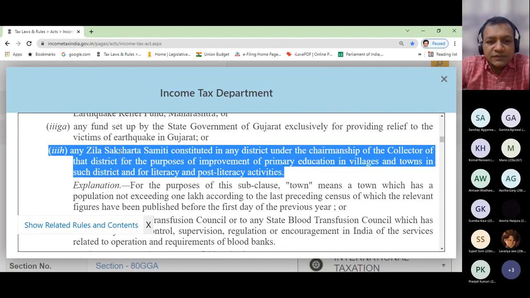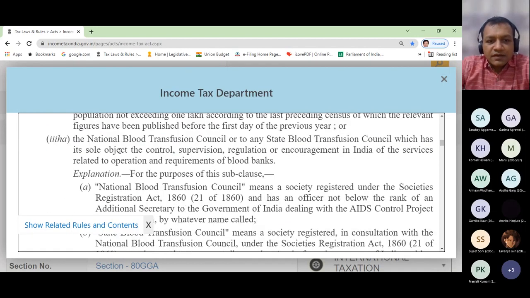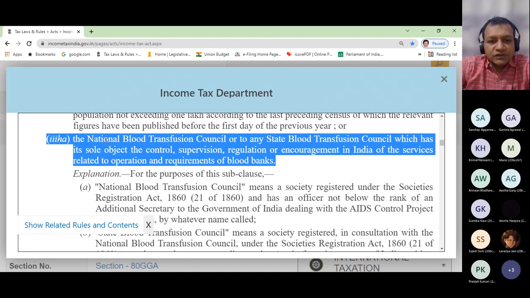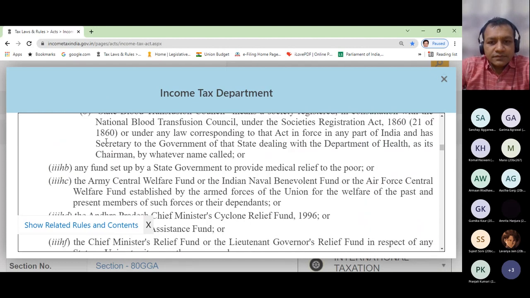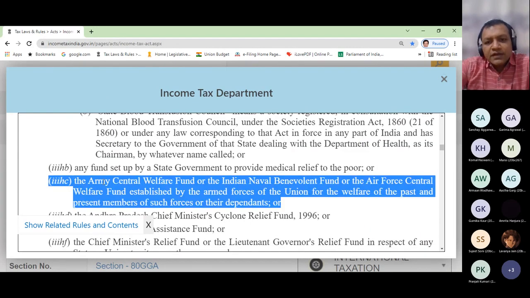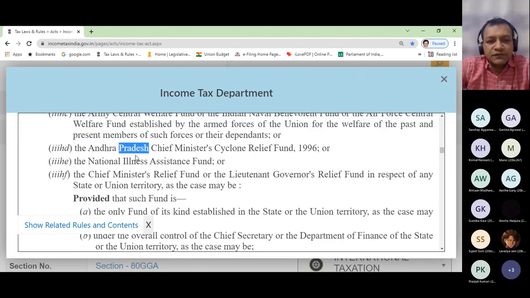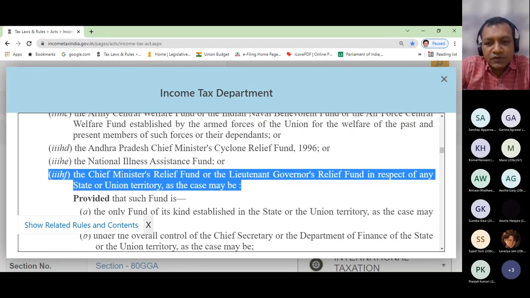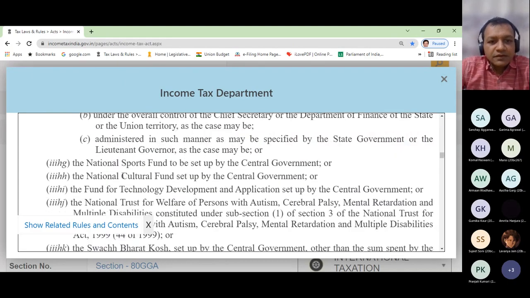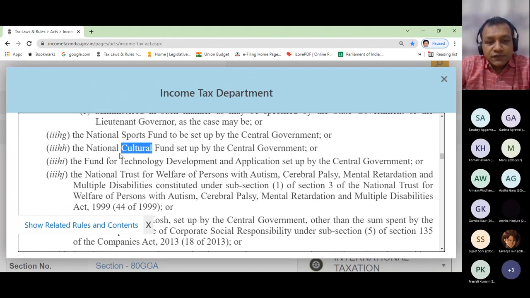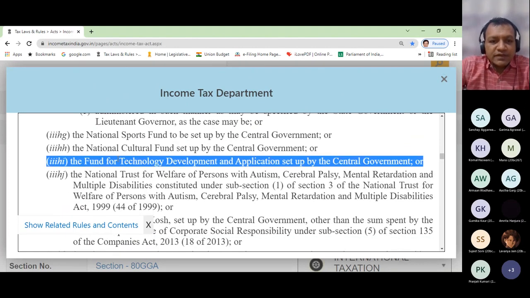Jila Saksharta Samiti, National Blood Transfusion Council, Army Central Welfare Fund, Indian Naval Benevolent Fund, Air Force Central Welfare Fund, Andhra Pradesh Chief Minister Cyclone Relief Fund, National Illness Assistance Fund, Chief Minister Relief Fund, Lieutenant Governor Relief Fund, National Cultural Fund, Fund for Technological Development, etc.